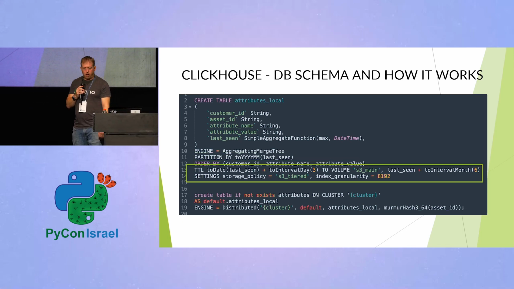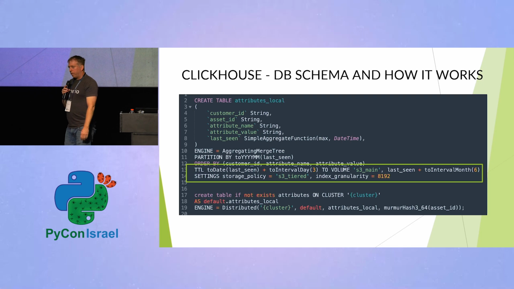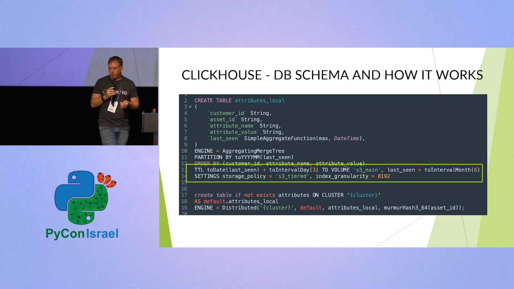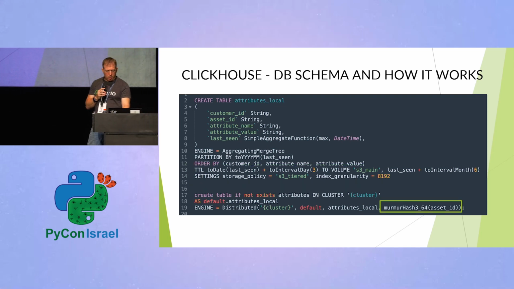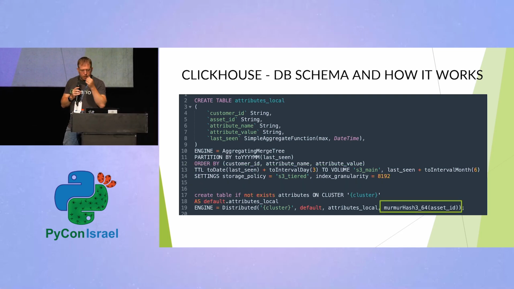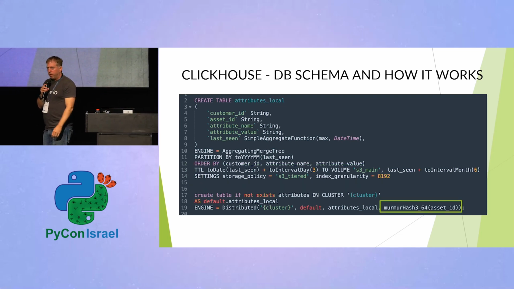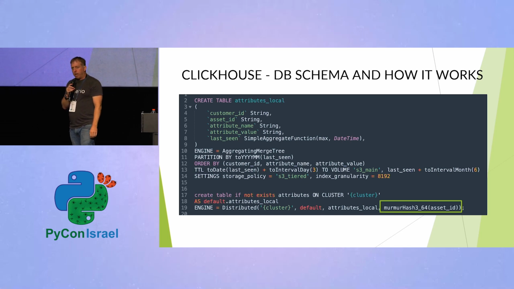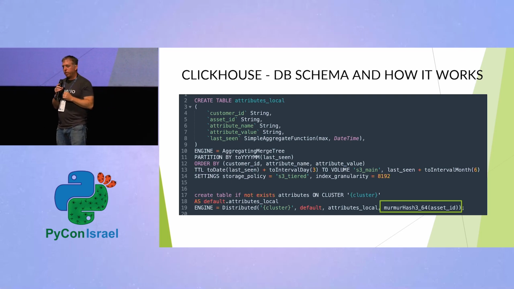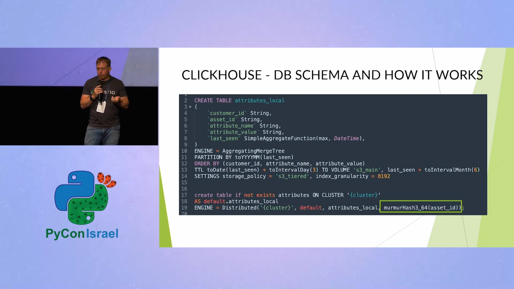And then we have the storage policy. The storage policy defines where and how ClickHouse stores the data inside your system. And last, you have how the data is split between the different clusters. ClickHouse is a multi-cluster environment, so what you need to remember is that you want the data split as evenly as possible between the different clusters to leverage the compute power of each of the cluster members.